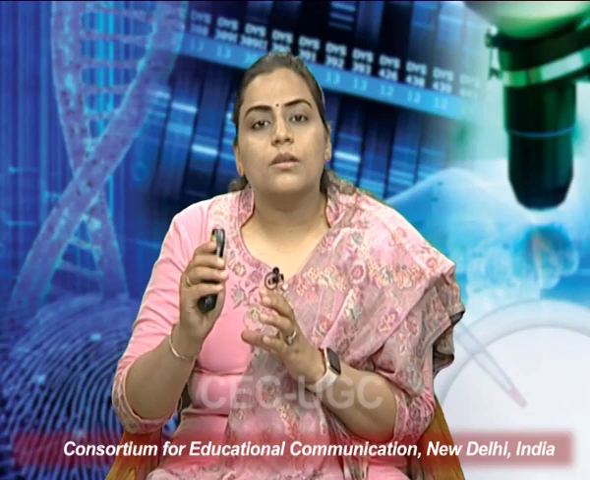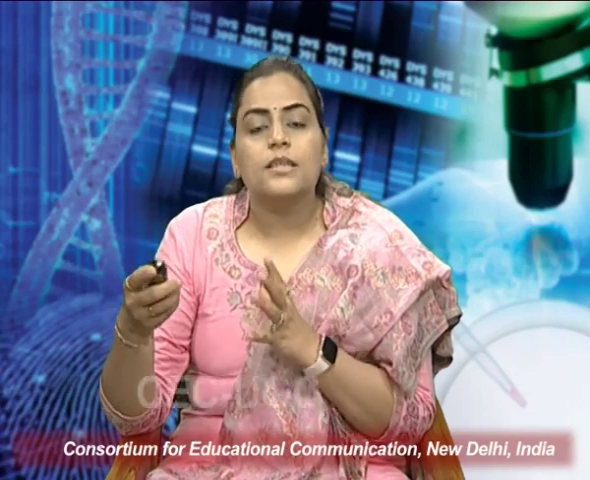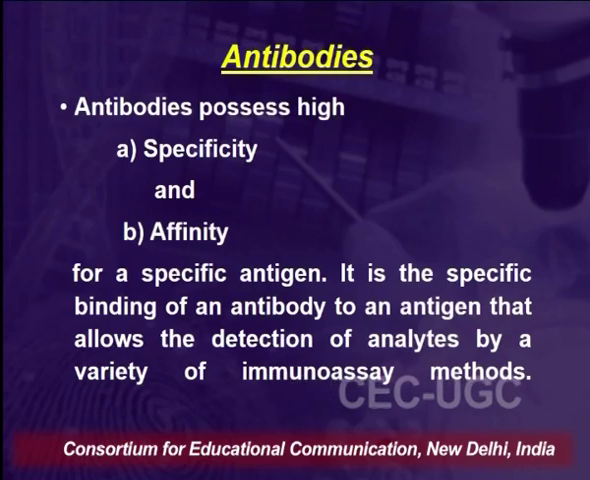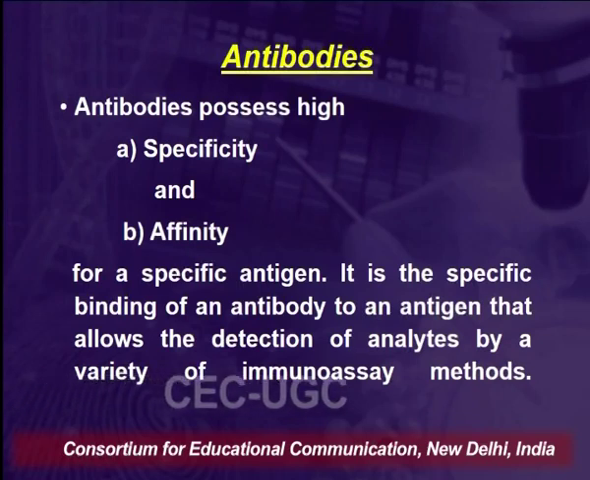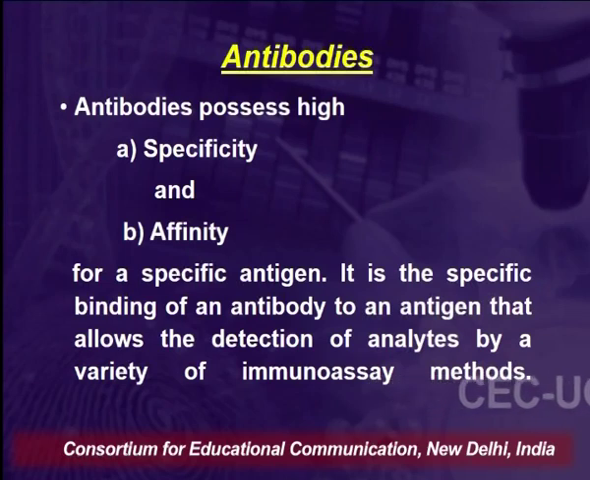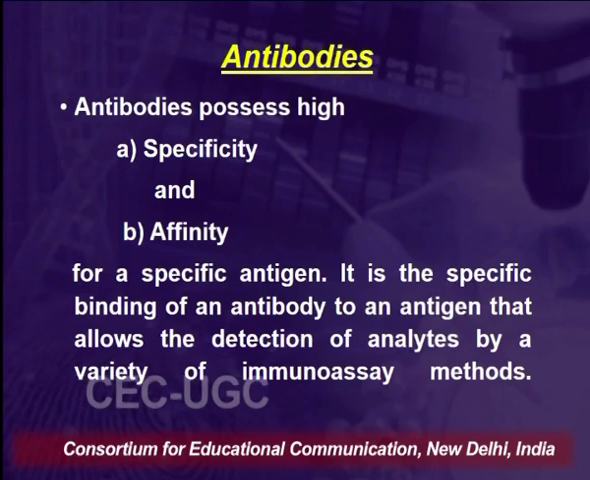Now, whenever we are talking about the antibody and antigen reaction, these reactions are very specific. The reactions are specific because the antibody's structure is such that only a particular type of antigen will come and react with the antibody. So, antibodies have very high specificity and very high affinity. That means these antibodies and antigens will be involved in very specific reactions for a specific antigen. The antibody site is very specific and it allows the detection of analytes by a variety of immunoassay methods.